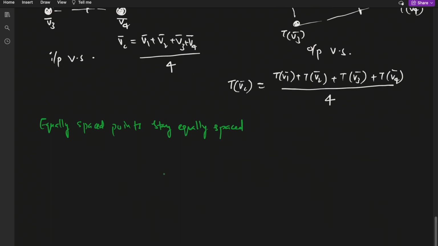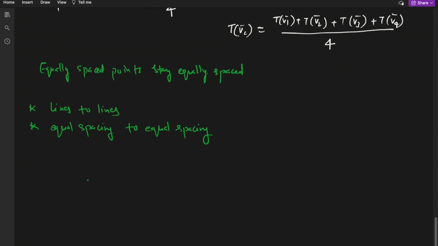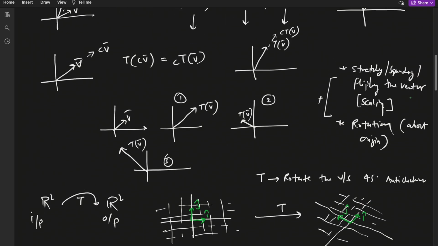Okay, so if I summarize, it says lines to lines. This is the first thing: lines should be mapped to lines. Every point on the line goes to a point on the output line. Then the second thing is equal spacing to equal spacing. Equal spacing in the input vector space is preserved in the output vector space as well. And the third one, which I stated above as well: if v is the zero vector, then its transformation tv is also the zero vector. This I already stated, because we are rotating about the origin, so the origin is always preserved.